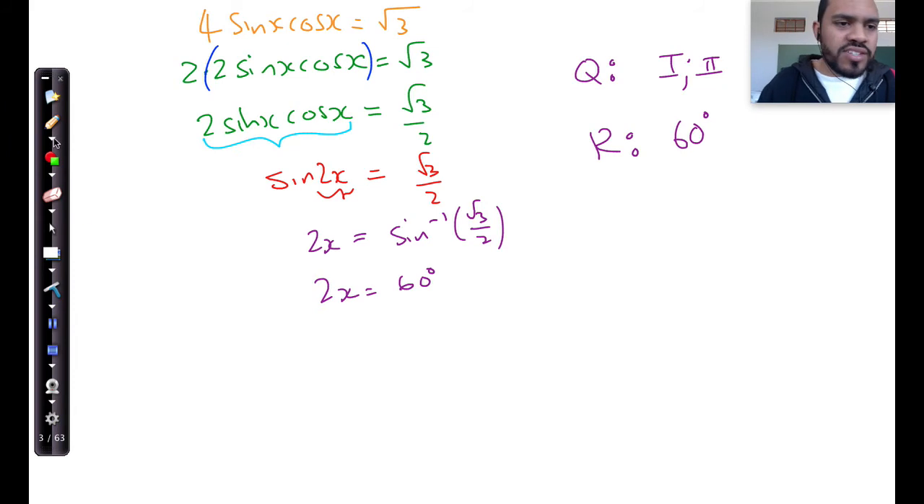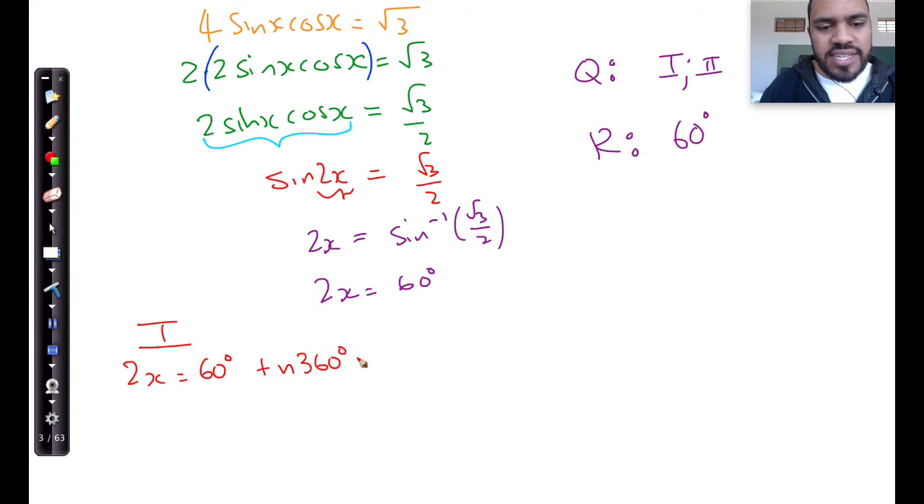Now let's go ahead and solve this. In the first quadrant, it's very simple. In the first quadrant, it looks like this. I've got 2x, which is the given angle, equal to this angle here, which is simply theta, 60 degrees, plus n multiplied by 360, such that n is an element of Z. Now I divide both sides by 2, and I get x equals 30 degrees plus n times 180 degrees, n is an element of Z.